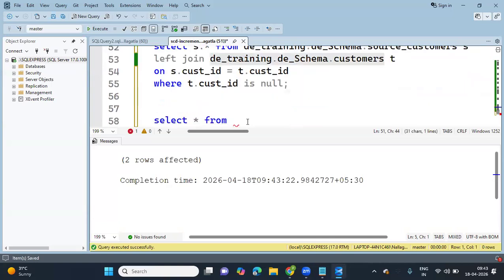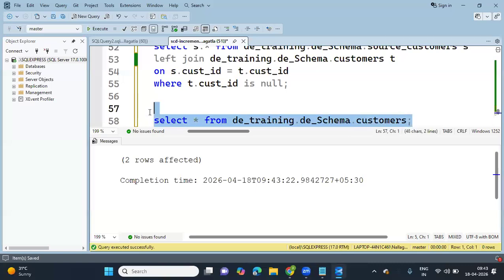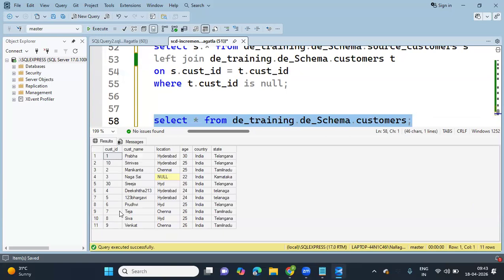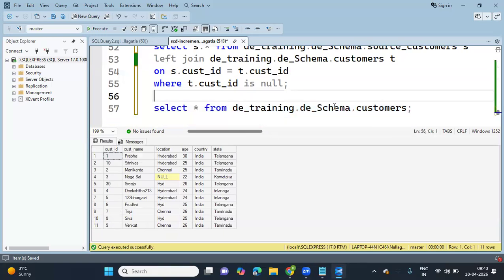So this is how we do the incremental load. Since we have a primary key here, which is customer ID, we have joined on that. In some cases, there will not be a primary key. We have to generate that unique ID by some combinations. I'll show you during Snowflake. So this is about the incremental load.